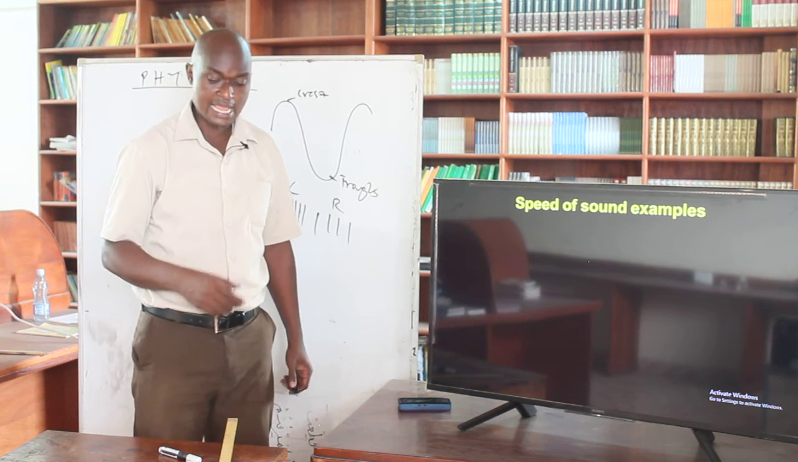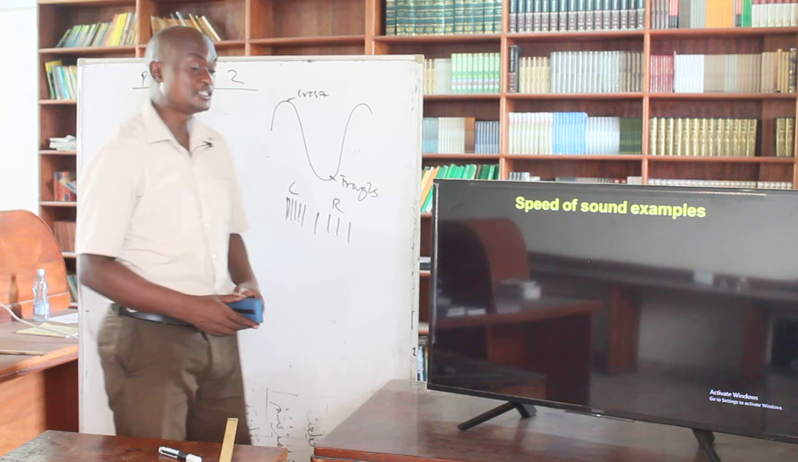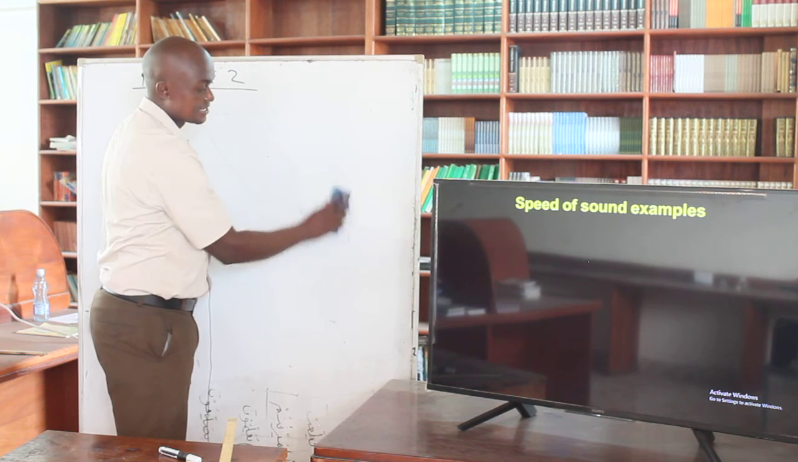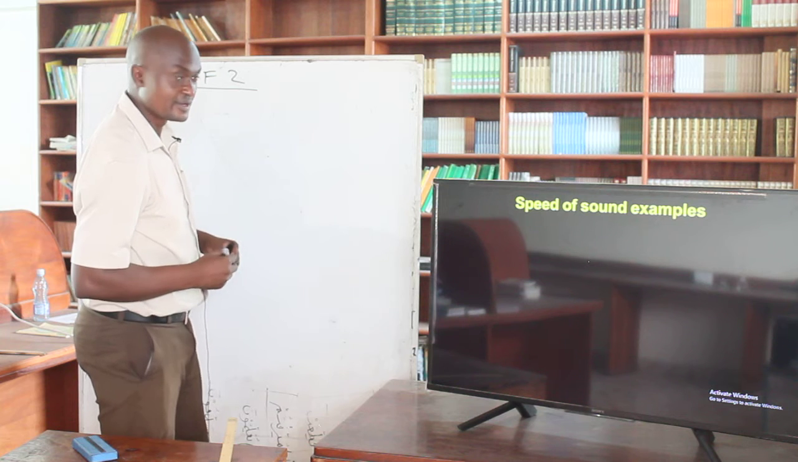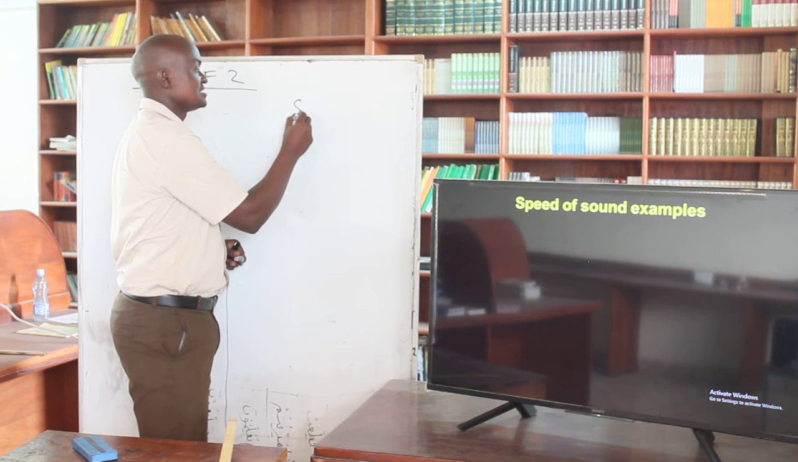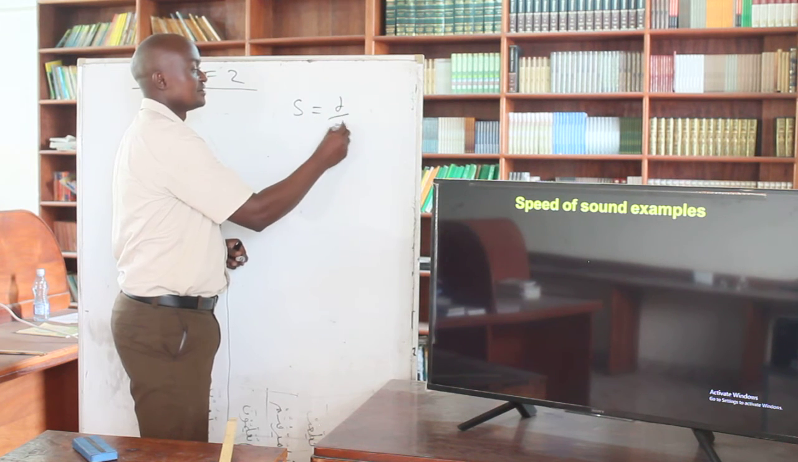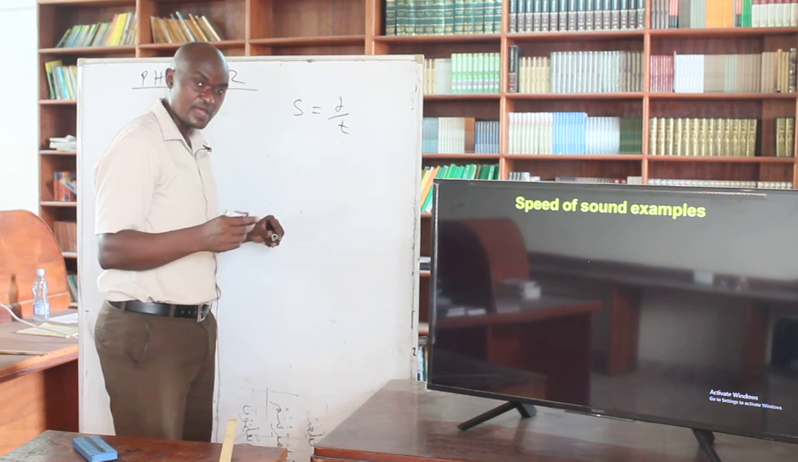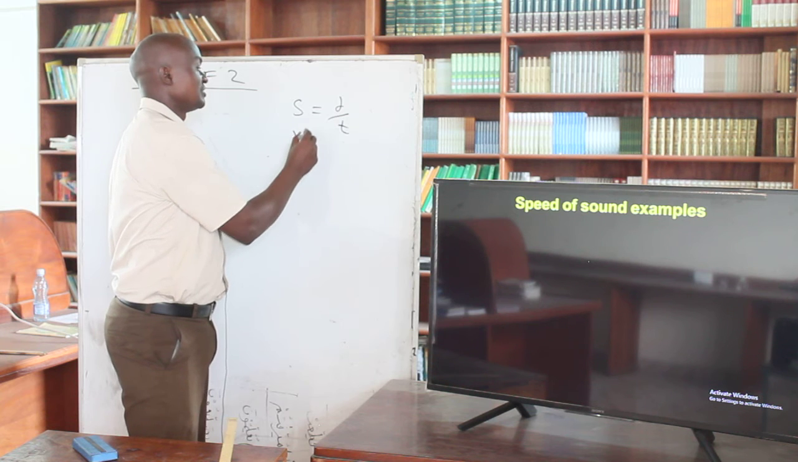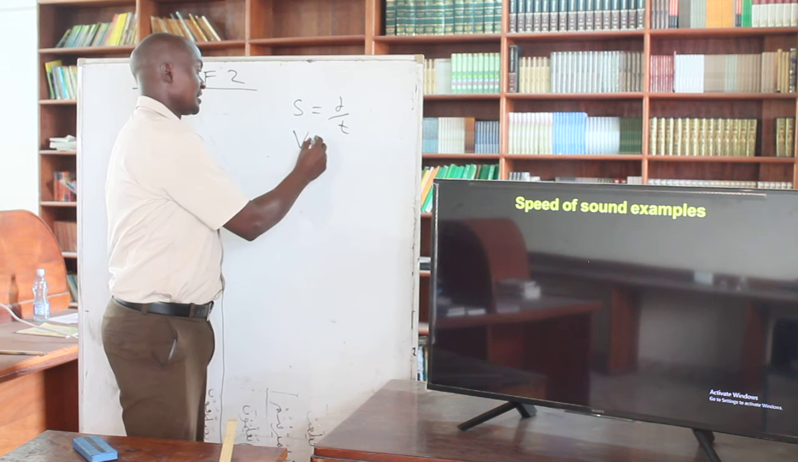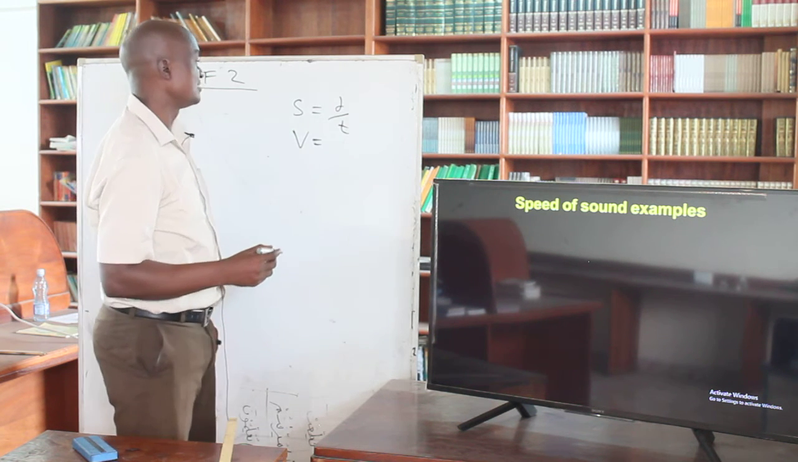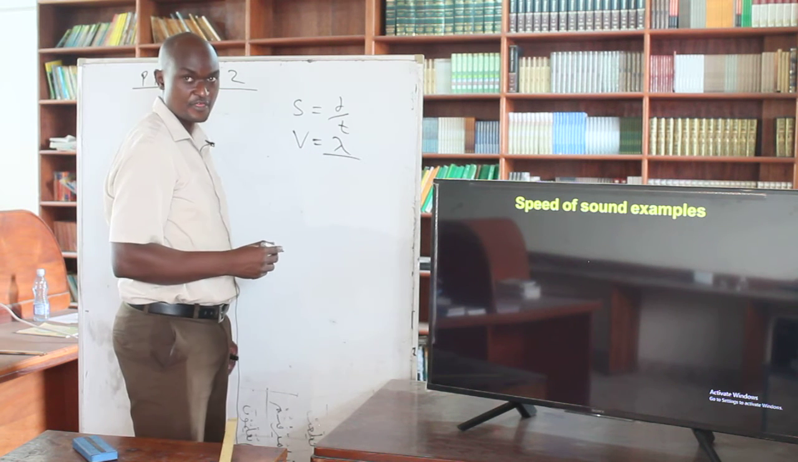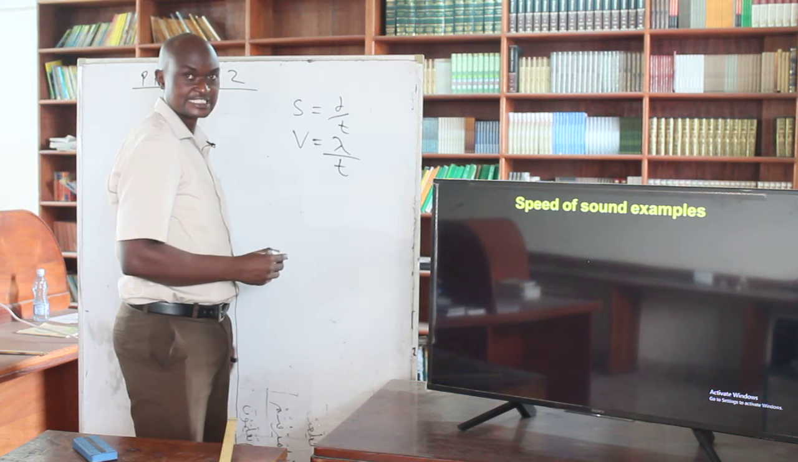Now, sound, like all other waves, has speed. In our last class, we came up with this formula. We said that speed is distance over time. This is something that we know very well. In the case of waves, speed is normally given by the symbol v. Distance is normally given by the symbol lambda, which means wavelength. And time is as such.